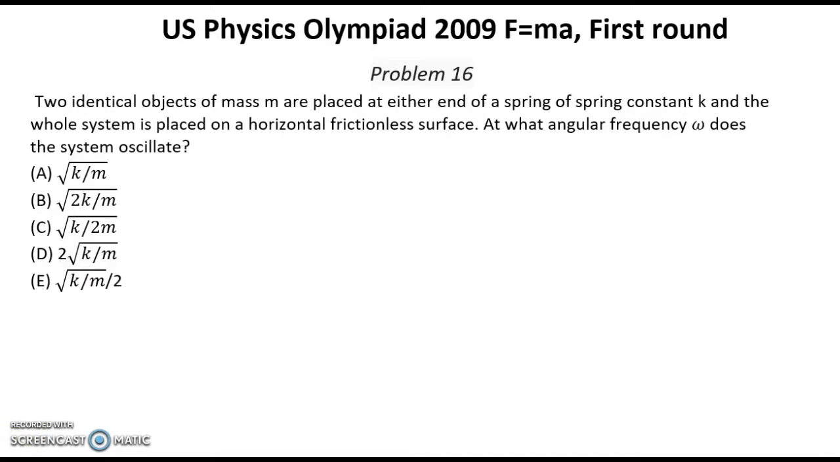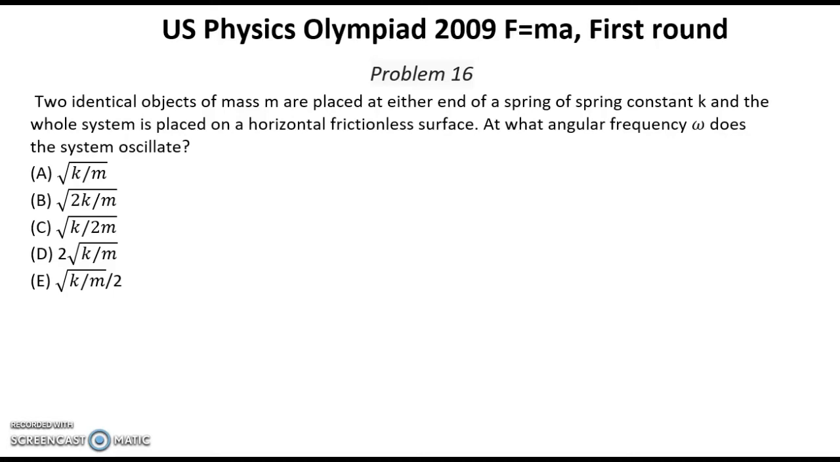Problem number 16. Two identical objects of mass m are placed at either end of a spring of constant k, and the whole system is placed on a horizontal frictionless surface. At what angular frequency omega does the system oscillate?